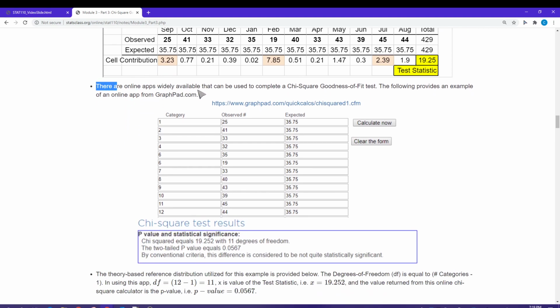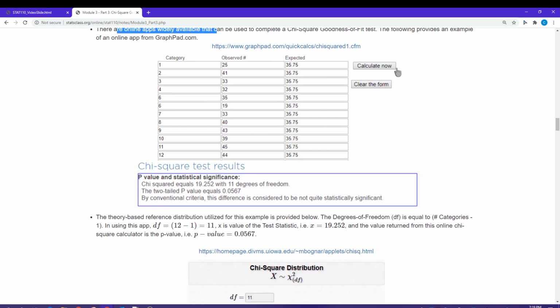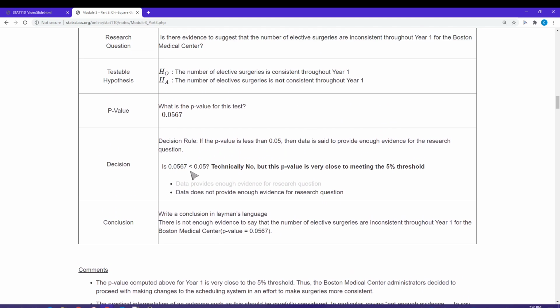There are online apps that you can use to conduct this test. I've just provided one here as an example. This online app also requires you to enter the observed values and also the expected values, just like our spreadsheet. This one just generically needs labels for the different categories. I just labeled those the 12 months. You click Calculate Now, and you can see that the test statistic is returned, the degrees of freedom are returned, and also the p-value. So the p-value should be the same that we computed here in Excel, which was 0.0567.